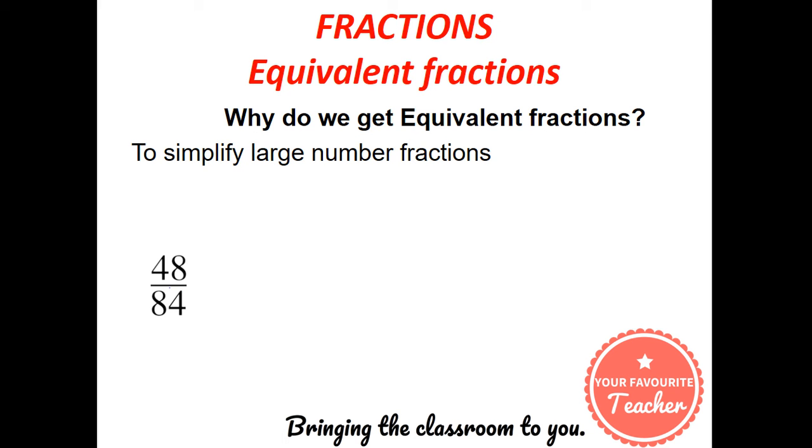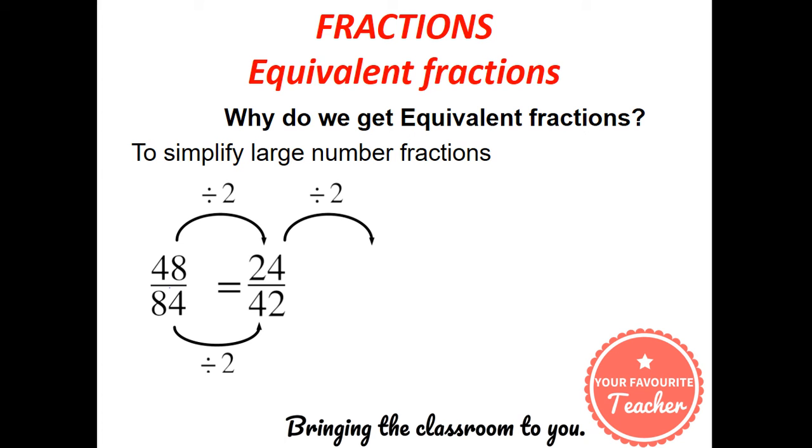Suppose we have the fraction 48 over 84. We can try and reduce those numbers by dividing by the same number every time we do it. So we know we can divide 48 by 2 and 84 by 2. So an equivalent fraction to 48 over 84 is 24 over 42. We can repeat that process to get another equivalent fraction, 12 over 21.